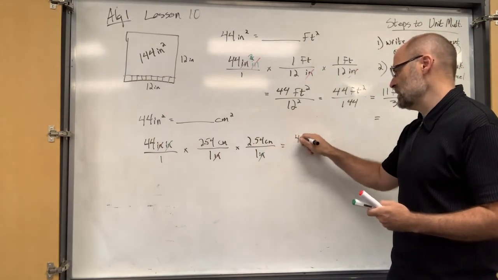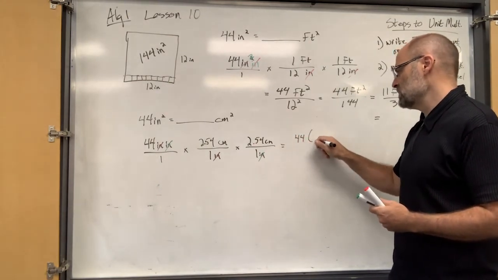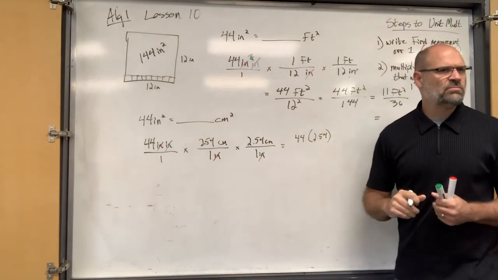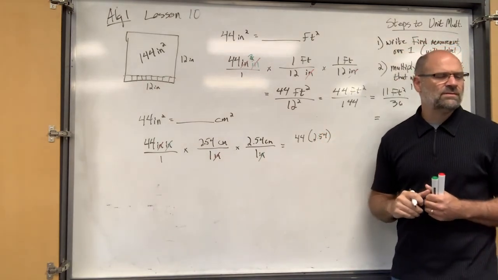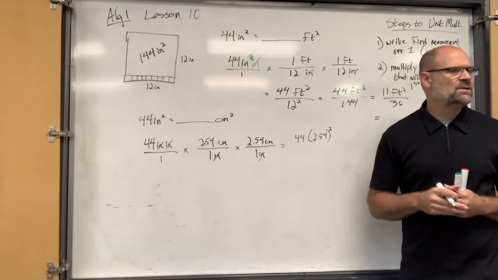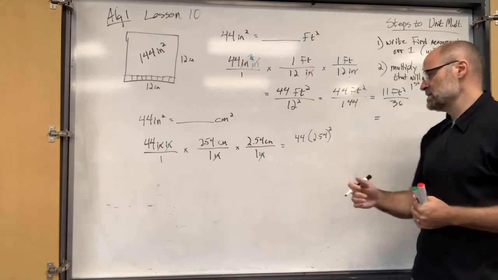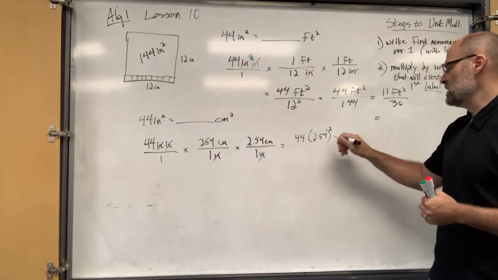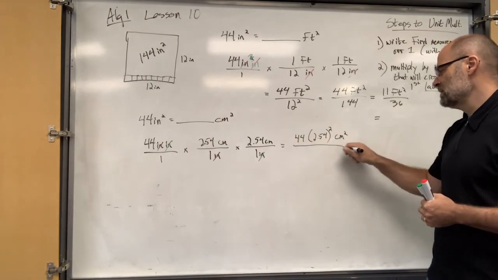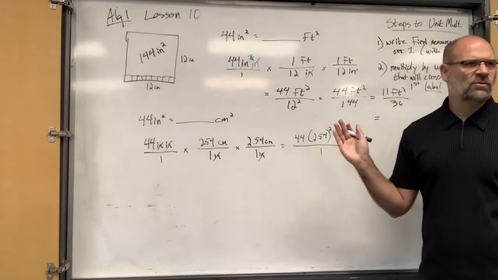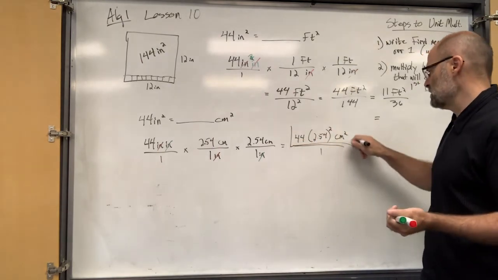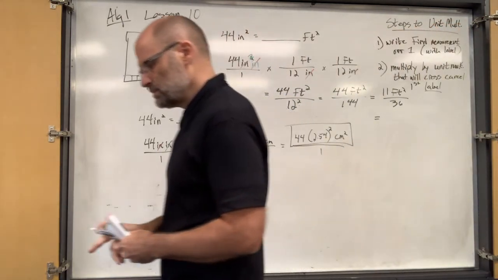So here's how you can write your answer. 44, parenthesis, 2.54 times another 2.54. What's the quick way to say that? Yeah, let's just put an exponent there. That means we're multiplying 2 of them, right, by itself. And then centimeters squared, all over 1. So when it's all over 1, you can ignore the bottom, right? So then this could just be your answer. And you can leave it like that.